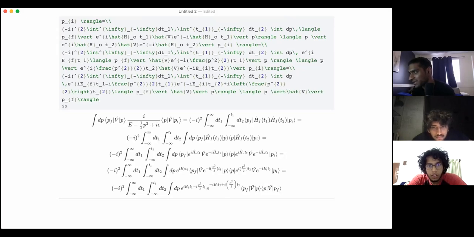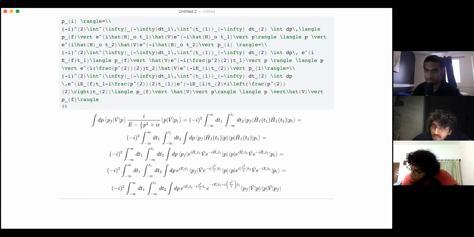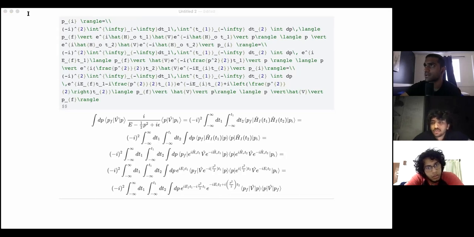So the T1 integral can be pulled straight in and done. The T2 integral is going to require a little bit of cunning. Isn't it the other way around, or is it? We could start with the T2 integral. Yeah. So the T2 integral, what's it going to be? It's going to be this. And now we need some help, right?